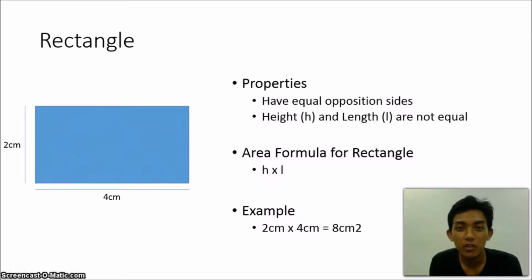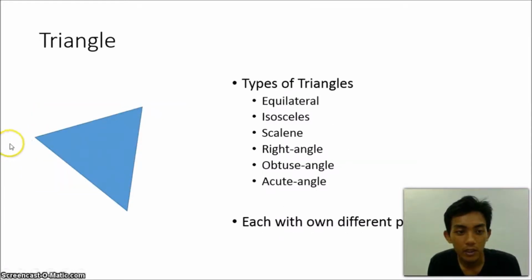Now let us proceed to the triangle. Now this is the basic shape of the triangle. A triangle is a polygon with 3 sides, and some of the known triangles are equilateral triangle, isosceles triangle, scalene triangle, right angle triangle, obtuse angle triangle, and acute angle triangle, which each have different properties.